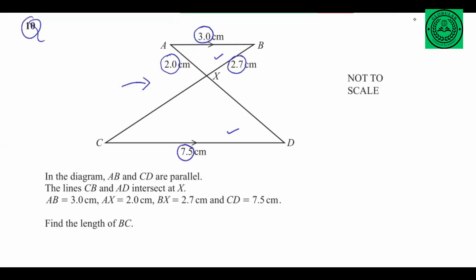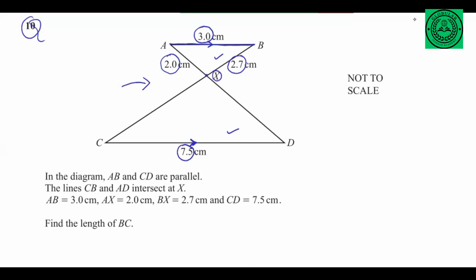We don't know the side CX, and we don't know the side DX. In the diagram, AB and CD are parallel. We can see the arrow sign over AB, which represents the parallel sign, and an arrow sign with CD as well. So these 2 lines are parallel. And the lines CB and AD, the remaining lines which do not contain the arrow sign, intersect each other at this point X.